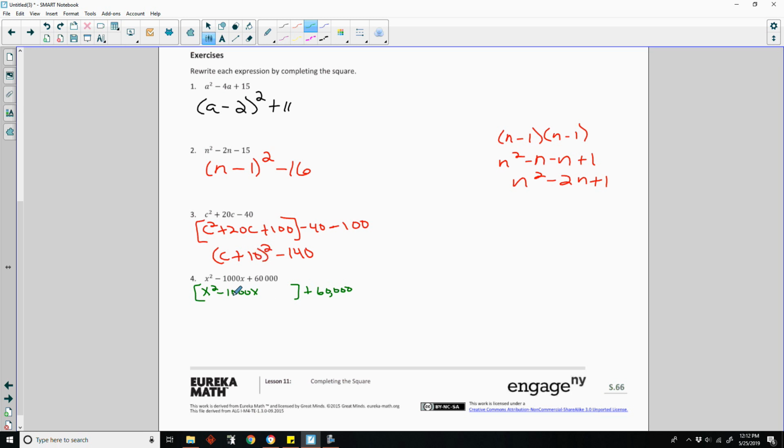Okay, so what is 1/2 of 1,000? Half of negative 1,000 is negative 500. And if I square negative 500, negative times a negative is positive. And 5 times 5 is 25. And I had 2 zeros, so now I have 4. So it's 250,000. But if I added 250,000 to get this to be a perfect square, I have to subtract 250,000 over here.